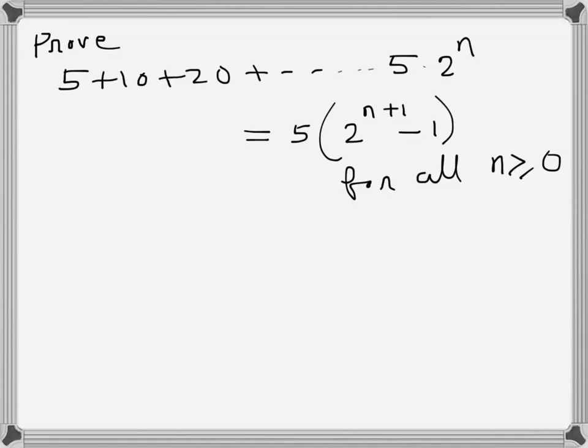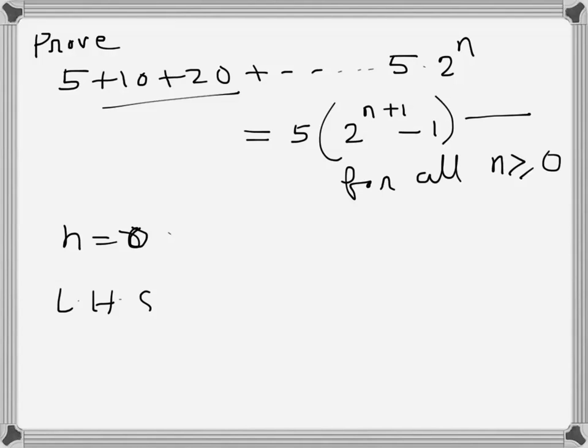We have to prove that this left hand side is equal to right hand side for all n greater than or equal to 0, and we will use mathematical induction for that. So the first natural number is n equal to 0, so we will see whether the left hand side is equal to right hand side for the first natural number, which is n equal to 0.